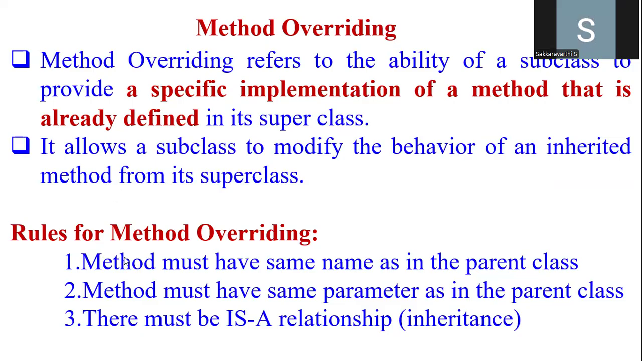Here the rules are: the method must have the same name as in the parent class, and the method must have the same parameters as in the parent class. There must be a relationship, that is, inheritance. We need two classes to perform method overriding, whereas method overloading can be performed within the same class. We need only one class. Within the class, we can have any number of methods with the same name that differ in the number of parameters. So there is a difference between method overloading and method overriding. Let's see the example program here.